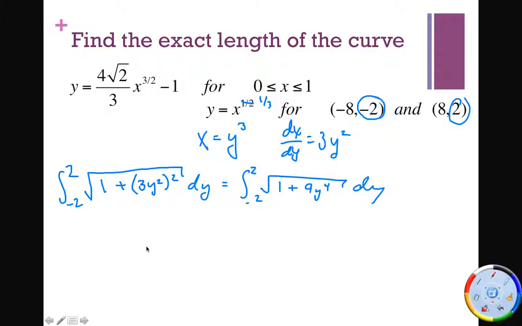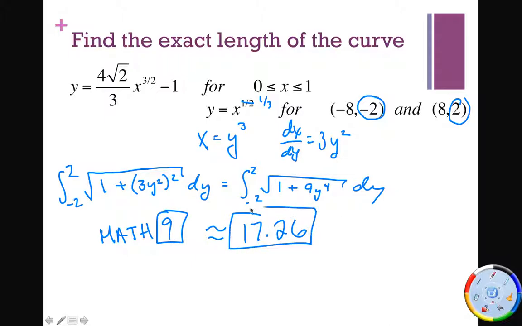But what we can do is plug this into our calculator using Math 9. This is one of our favorite things to do. Say Math 9. Once you get that, you will get approximately 17.26. Now you have to be careful. The textbook likes to ask a couple of things.